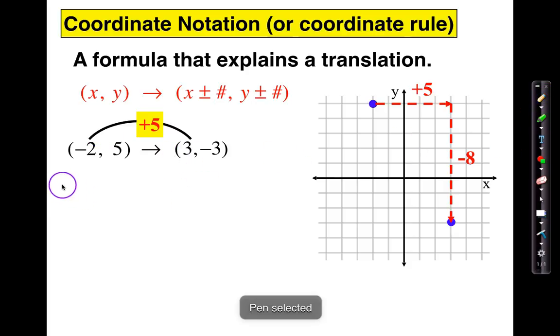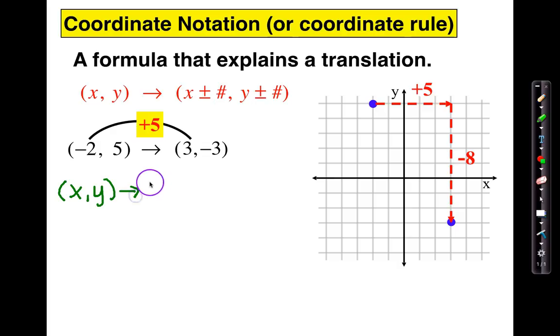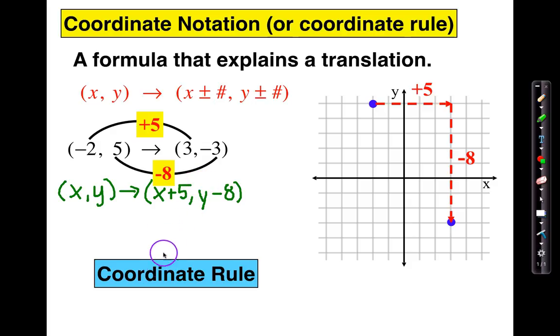So how I would start that notation is to first start with (x, y), like it shows here. I'm going to go ahead and draw an arrow and say, okay, the x is changed by adding 5, so it's x plus 5. And then what about y? Well, the y's were changing by -8. So I'm going to go ahead and write y minus 8 because that's how the values for y are changing. So this is what you would consider your coordinate rule.